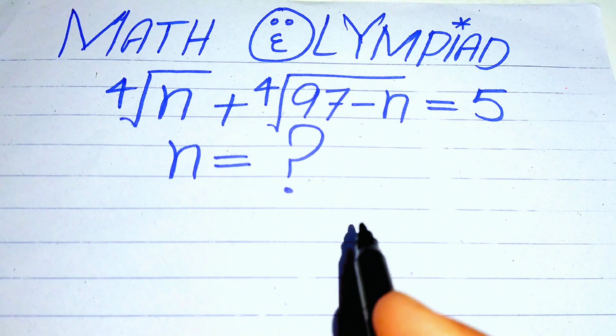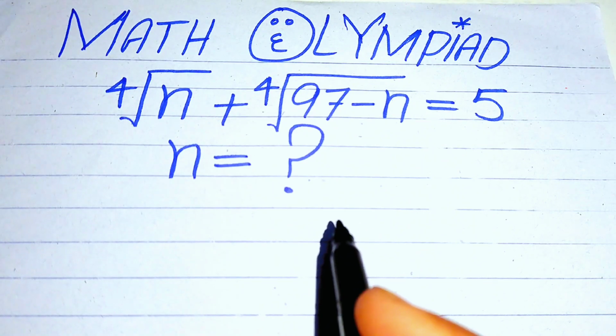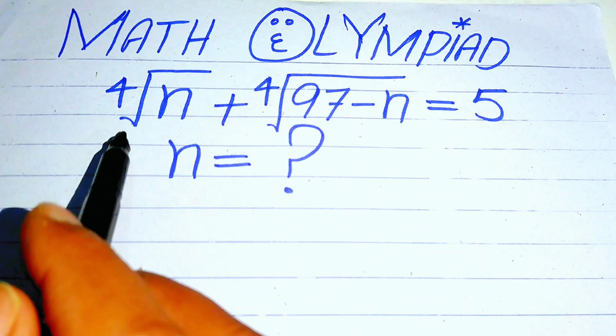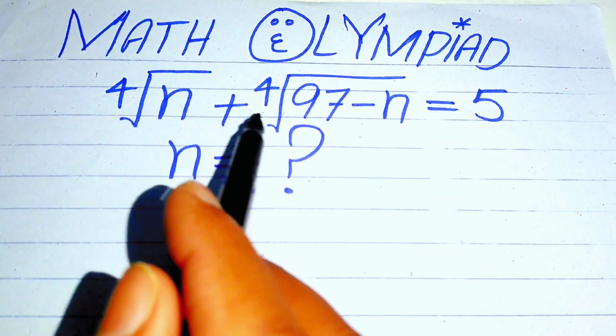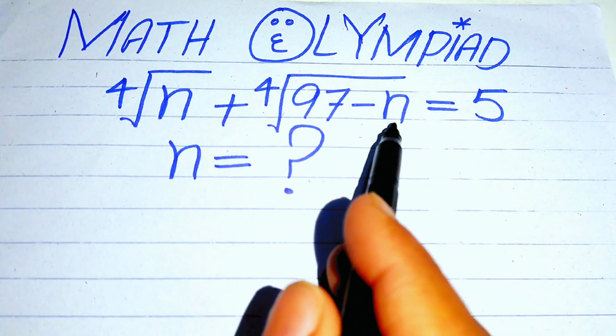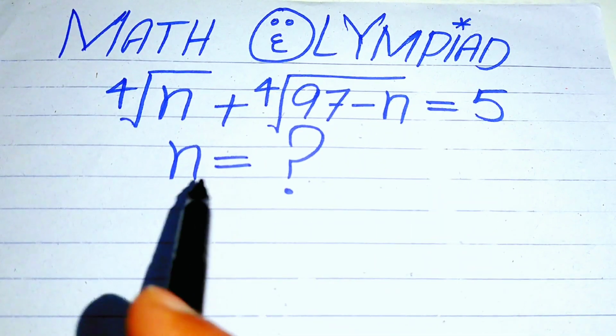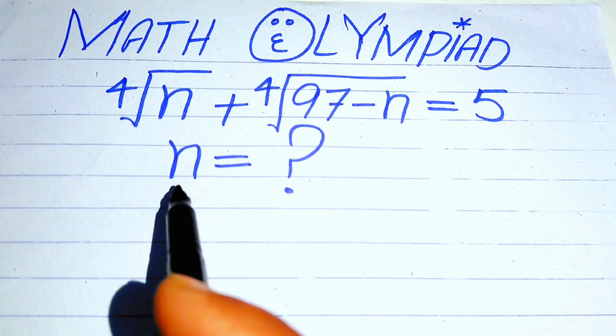In this video we are going to solve this nice math Olympiad radical problem, and we have the fourth root of n plus the fourth root of 97 minus n equals 5, and here we find the values of n.